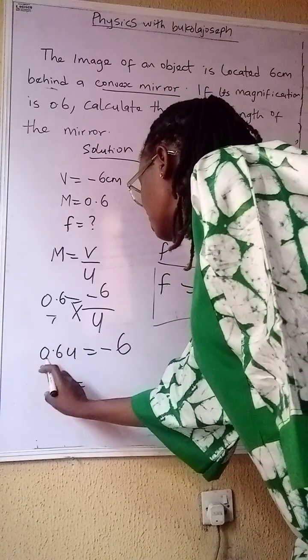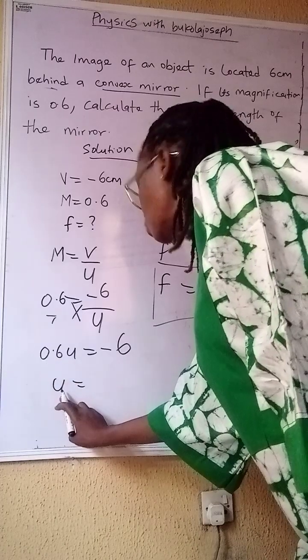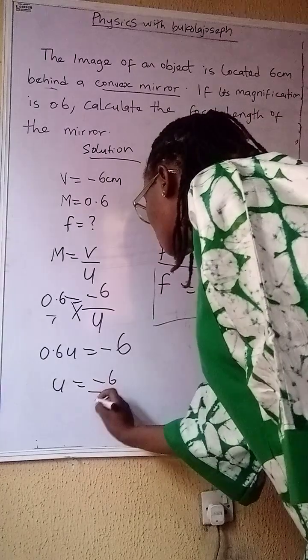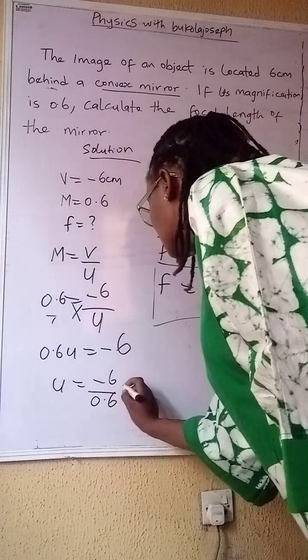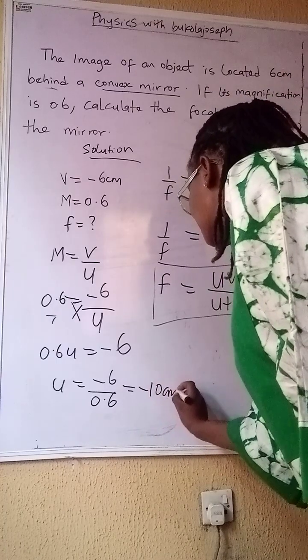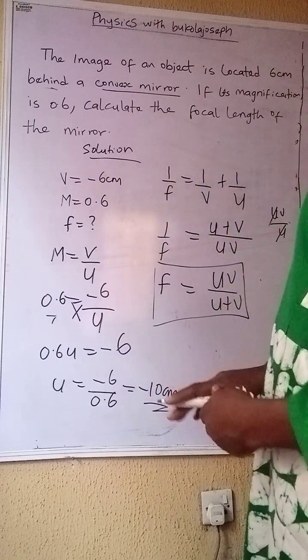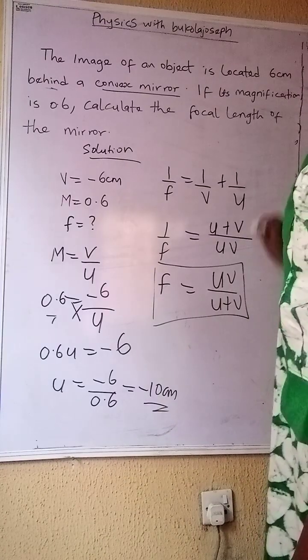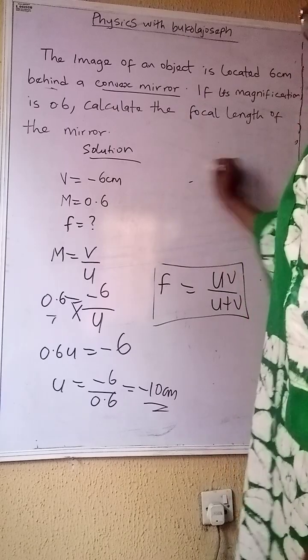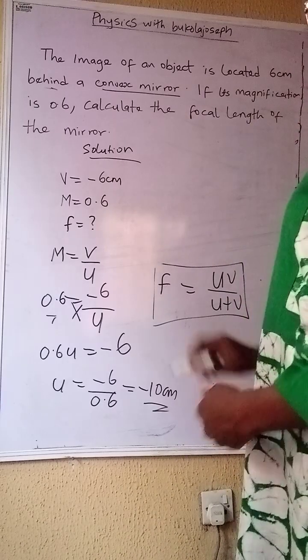So 0.6 will cancel 0.6, we'll be left with U. Are you here? So we have U is equal to -6 all over 0.6, and this is equal to -10 centimeter. So we have our U to be -10 centimeter. So in physics, it is very important that you write your formula before solving any problem at all.